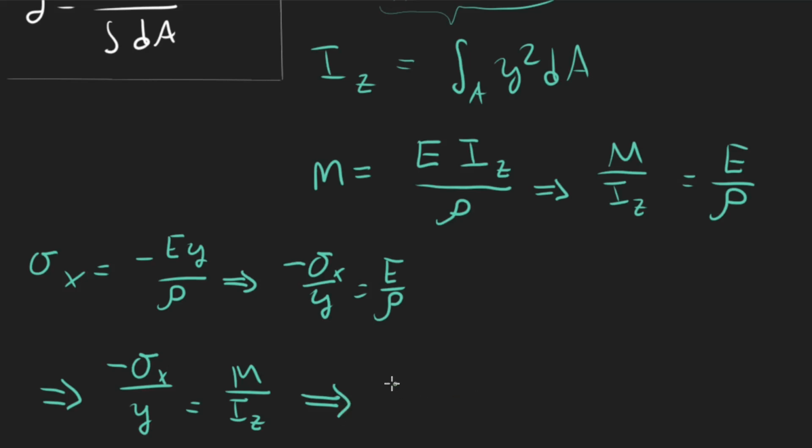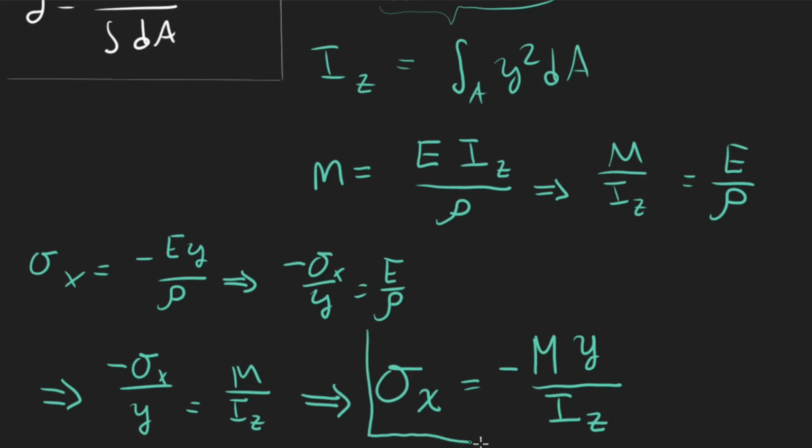Solving, we get that the horizontal stress at some point on our beam is equal to negative the internal moment times the height off the neutral axis that we're looking at, divided by the moment of inertia around that axis. And this is a very important equation. You're going to be using this one all the time, basically for the rest of solid mechanics, and wherever you use this in the future, like FEA or something.